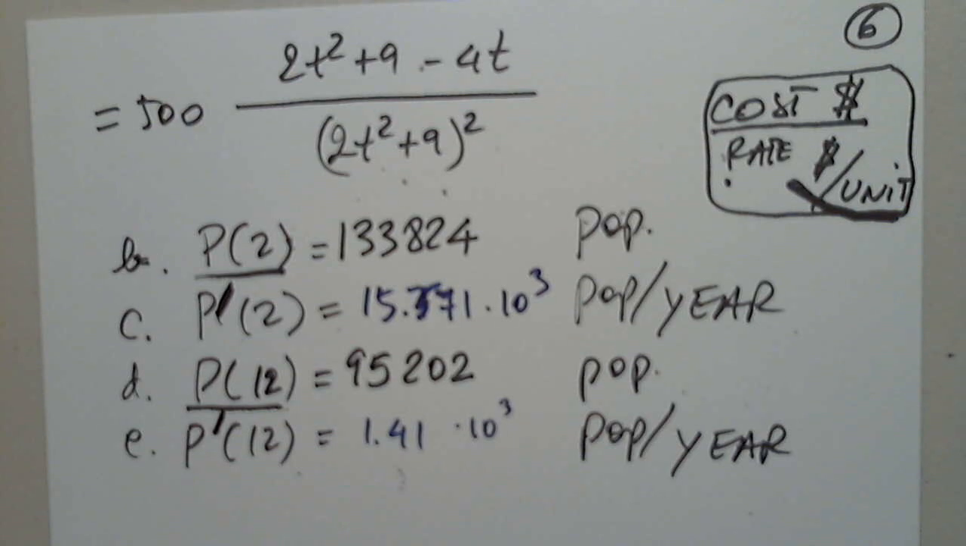What about D? So these two are C and E, and these two are B and D. So this is P of 2 and this is P of 12. And the derivative is in red. So P prime of 2 is this, and P prime of 12 is this. Thank you very much.